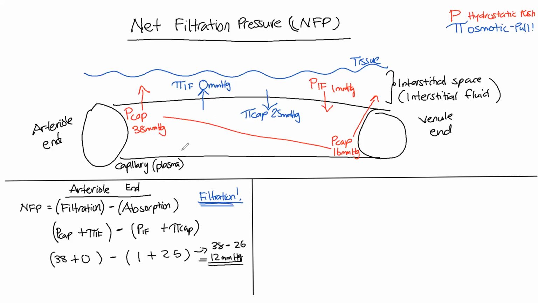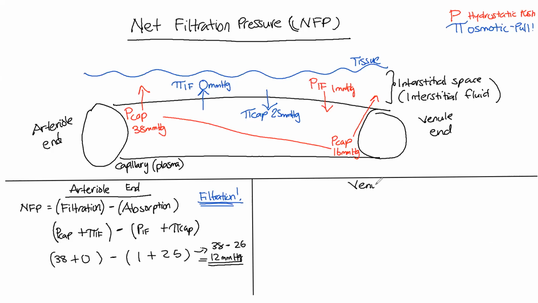If it was a negative number, would it favor absorption? Yes, absolutely correct. I'm glad someone made this connection. If it were a negative value, or if the absorption figures were larger than the filtration figures, which we're going to see here in a bit, that would indicate favoring absorption. So let's calculate the venule end now.